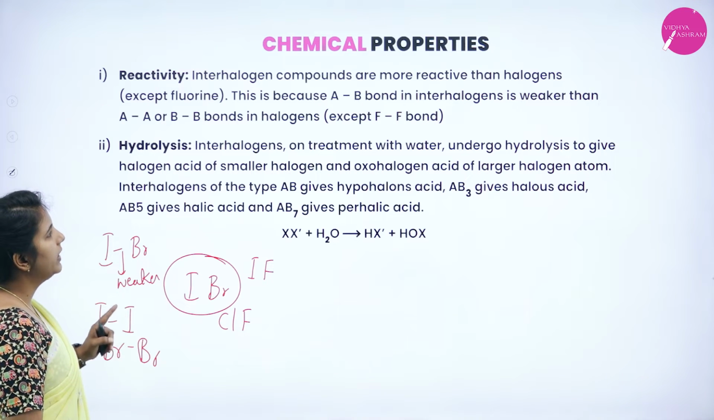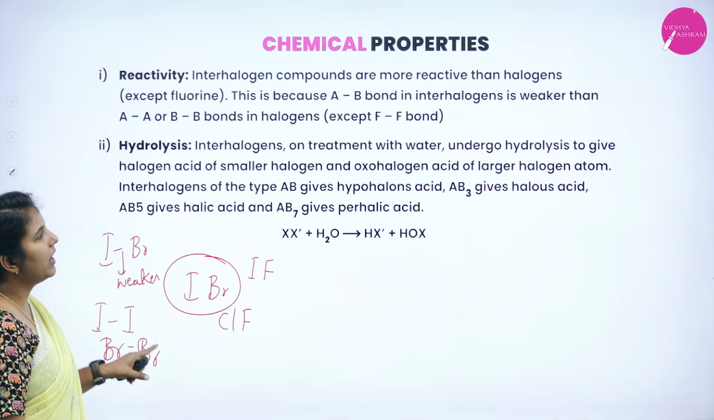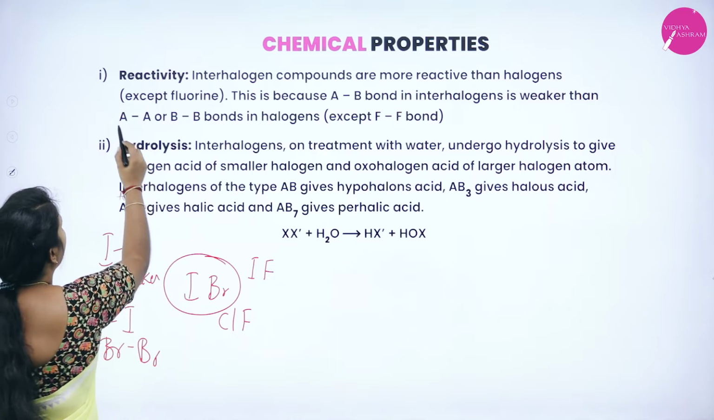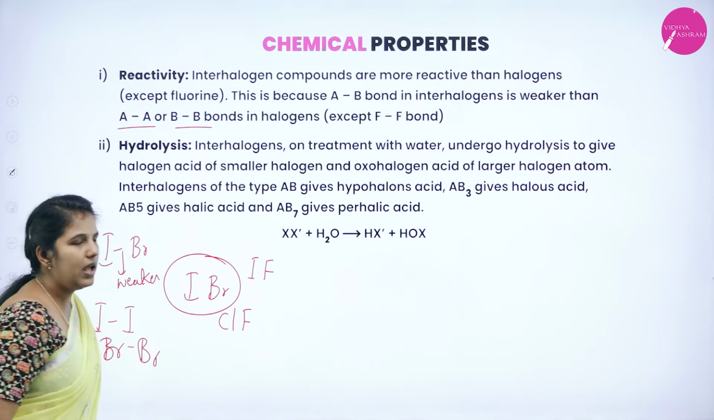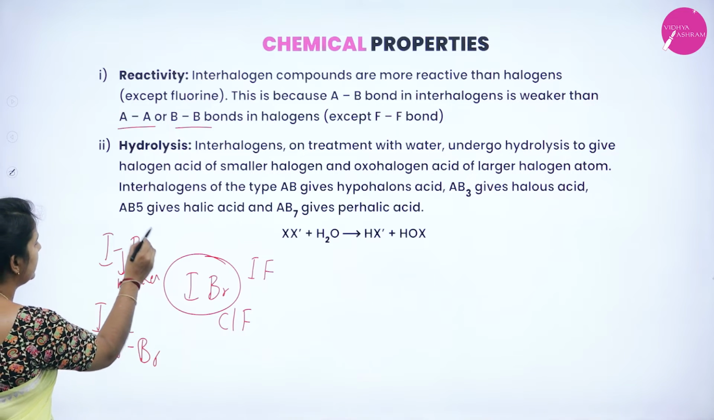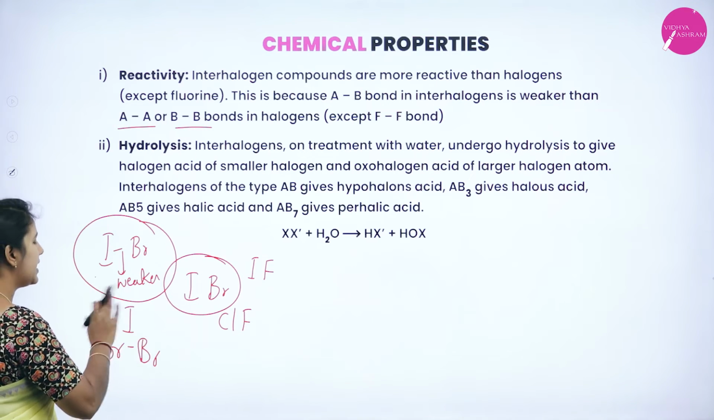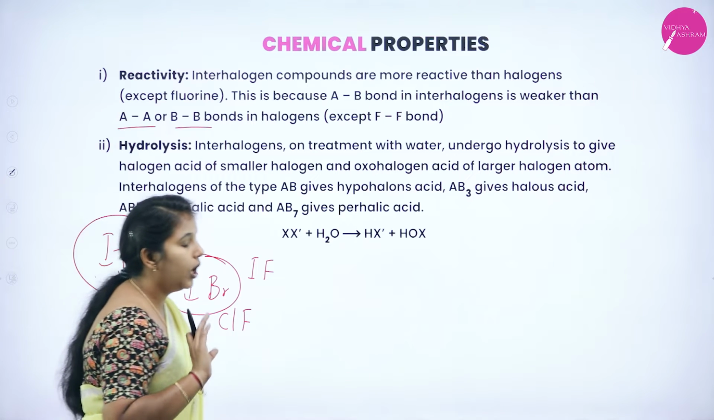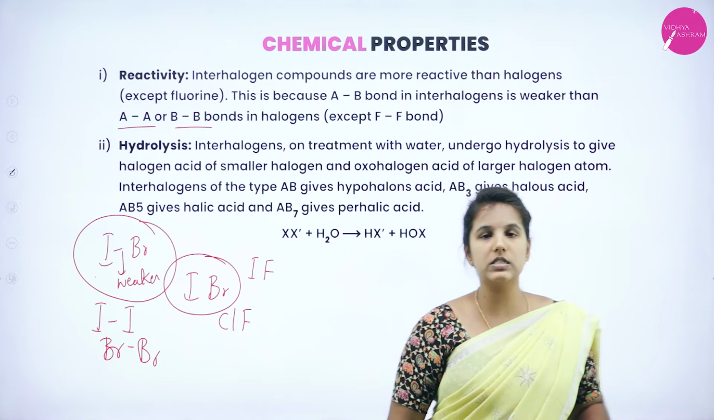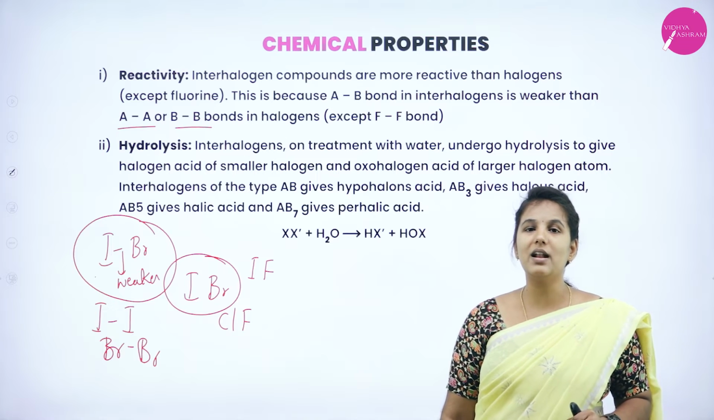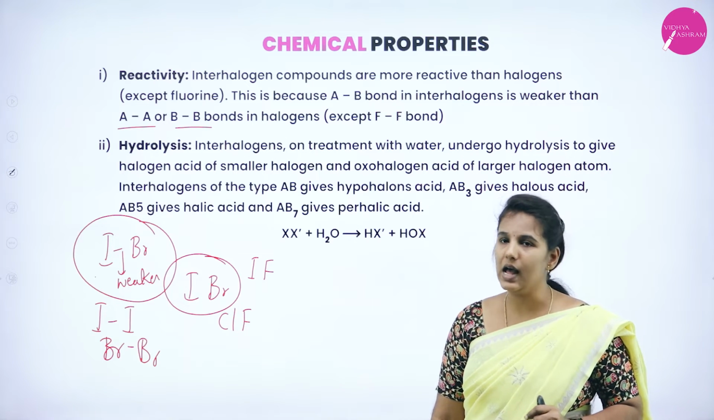This is because the A-B bond in the interhalogens is weaker than the A-A and B-B bonds in the halogens. So in interhalogen compounds, the bond between the two different halogen atoms is always weaker as compared with the bond between two identical halogen atoms. This indicates that interhalogens are more reactive than the halogens.